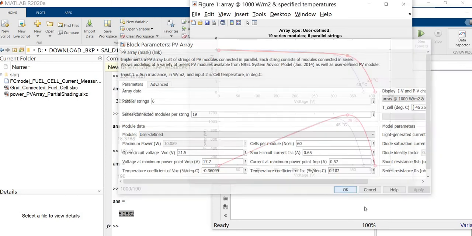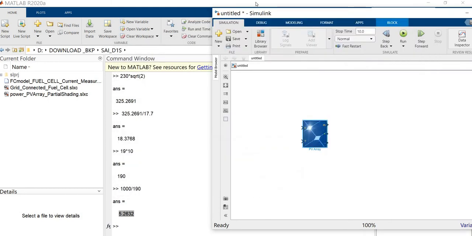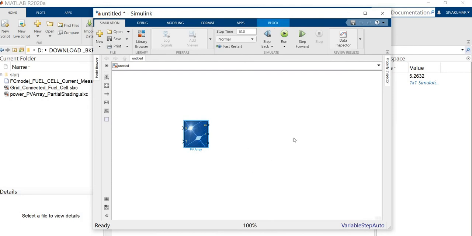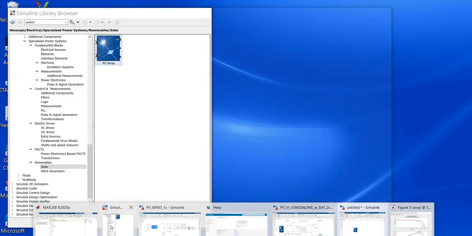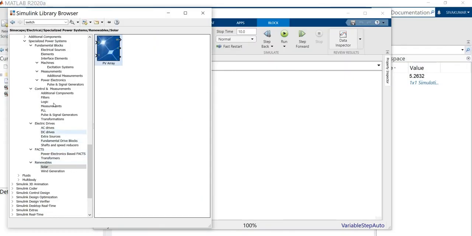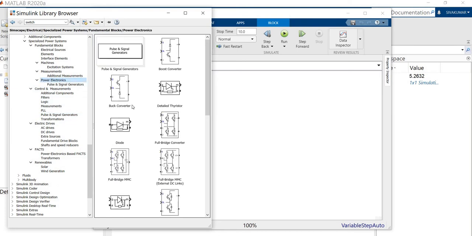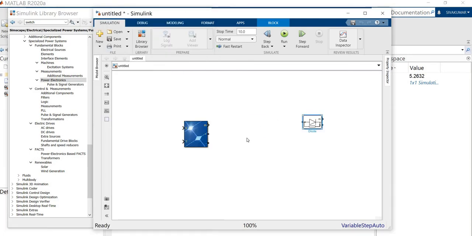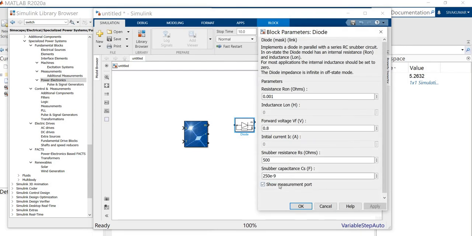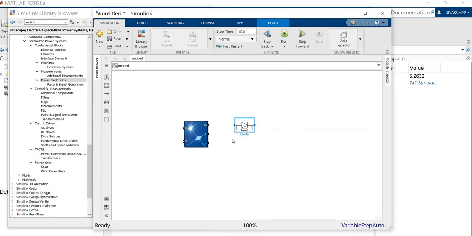Now we are going to draw the other part of the system. Each module has a forward blocking diode, so for that purpose I am going to drag in the power electronics. This is the power diode. I drag the diode from the library, double click it, remove the show measurement option, and set 1e5 for the snubber resistance. So I am changing the snubber resistance value.